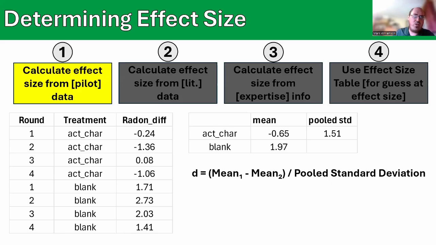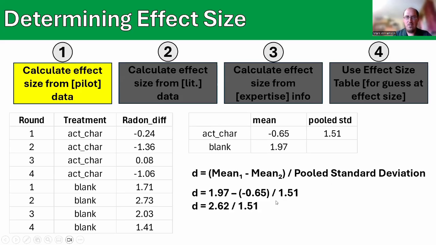So you can actually calculate that by hand, which I'll do here just to show how it works. I take my two means, 1.97 and negative 0.65, in the top, divide by my pooled standard deviation. Now do that, and I end up with a Cohen's d of 1.73, which is a really large effect size, which isn't surprising, where I'm looking at a difference in means. One mean is almost 2, and the other one is negative 0.65. So that's a really big difference. It should not take a lot of samples to detect this effect.